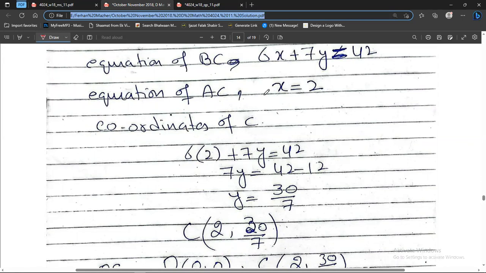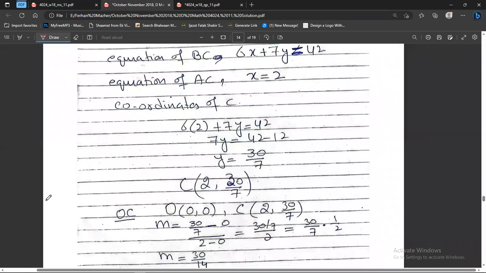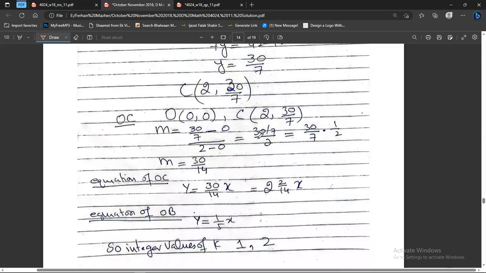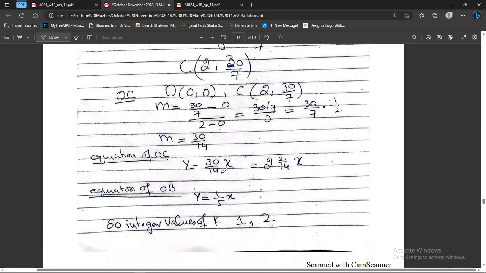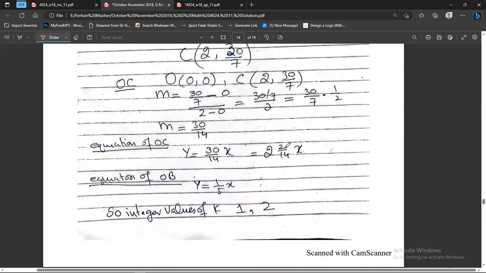So the coordinates of C are 2 comma 30 by 7. Now I can find the gradient of that line OC. That will be 30 by 7 minus 0, the whole thing divided by 2 minus 0, that is 30 by 7 divided by 2, and that will be 30 by 7 into 1 by 2, and that is 30 by 14. So the equation of OC will become y equals 30 by 14 x.